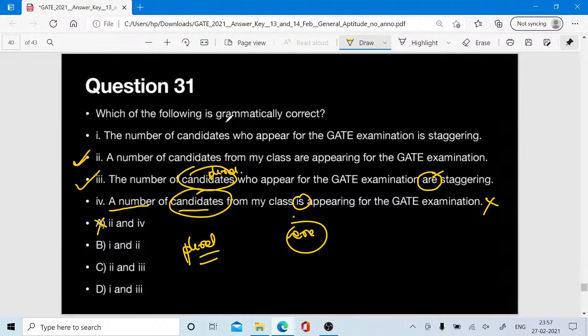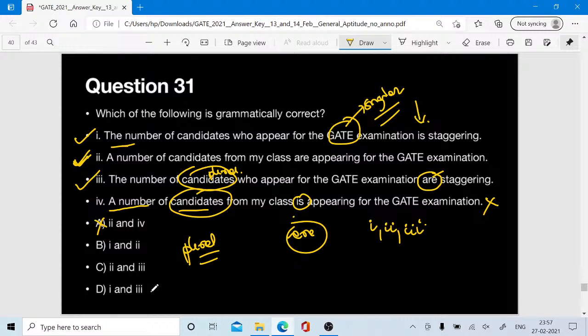The number of candidates who appear for the GATE examination is staggering. GATE examination is singular here, so this is also correct. 1, 2, 3 all three are correct. So I should look for options 1, 2, 3.